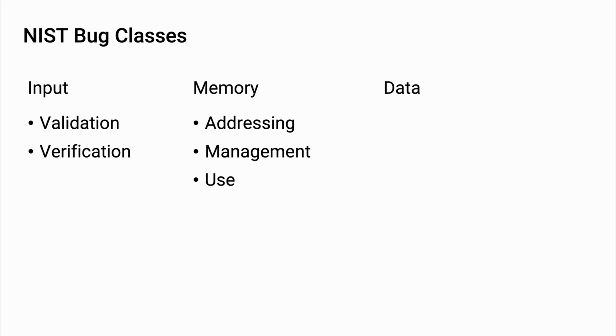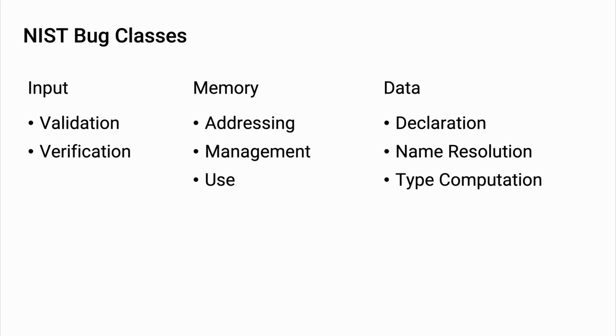Finally, in the data category, we have declaration bugs, name resolution bugs, type computation bugs, and finally, type conversion bugs. By assigning a class to each of the options, it more readily allows us to identify where the particular setting is applicable. And also, further down the line, we're going to be able to use that information for winnowing down which options we're going to apply.